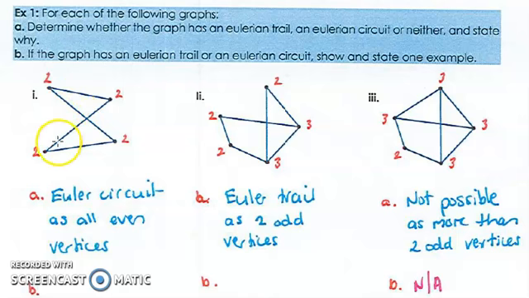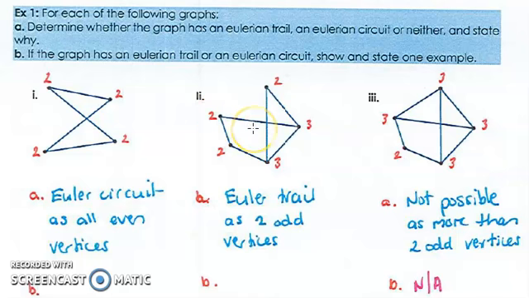So the first one, all of the degrees are even. This is a circuit because we can start at any of these vertices and end at that same vertex. And because all of them are even degree, we can say that it is a circuit. So we can start here and go, or do that for any starting point for any vertex. In this case, it's a circuit.